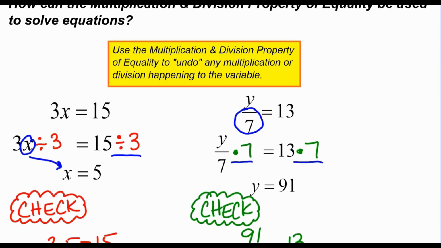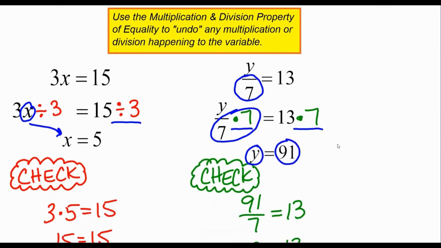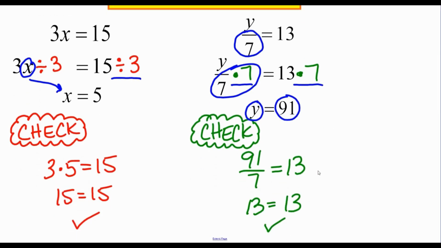So I multiply both sides of the equation by 7, and then these two essentially cancel each other out. Dividing something by 7, then multiplying it by 7, you're just left with what you started with. And so we're left with just y. And 13 times 7 is 91. So y must equal 91. And if I check that, 91 divided by 7 is 13. 13 equals 13, and that checks out. So that's how we're going to use the multiplication and division properties of equality to solve equations. We're going to use the opposite operations to undo them.